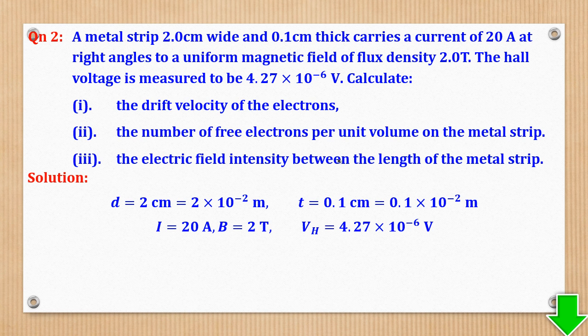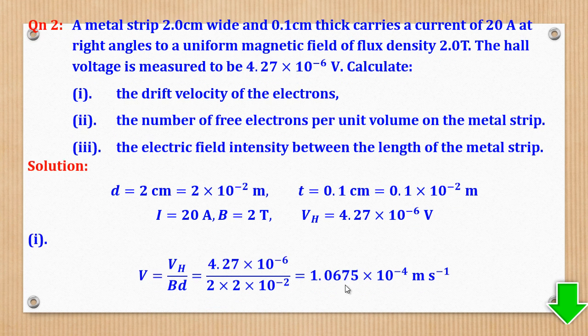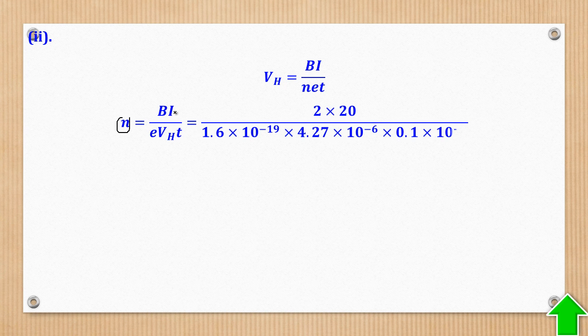So that is what is given. Roman 1, drift velocity, we know the formula for drift velocity. So substitute Hall voltage over flux density times length, which gives you this. Then Roman 2, Hall voltage is that. So I can make n the subject to come up with the number of electrons per unit volume.